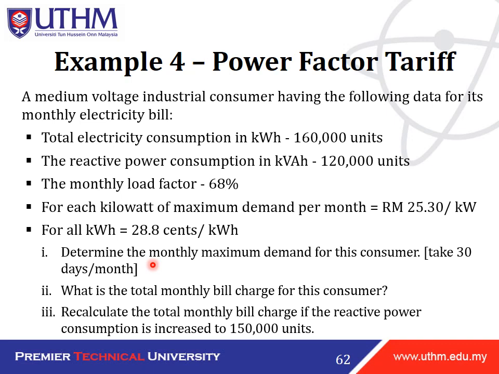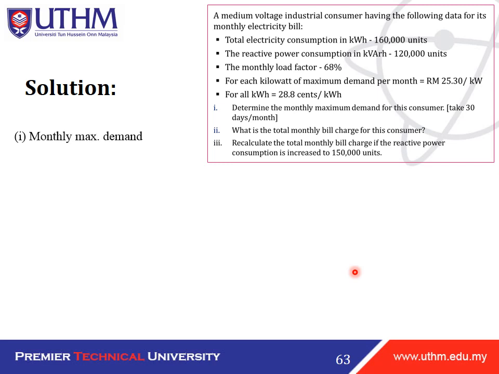So determine the monthly maximum demand for this consumer, taking 30 days per month, and then what is the total monthly bill charge for this consumer, and recalculate the monthly bill charge if the reactive power consumption is increased to 150,000. Okay, now we calculate the monthly maximum demand.